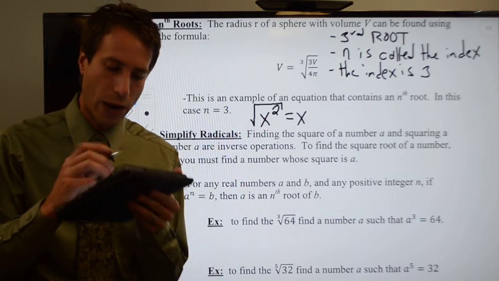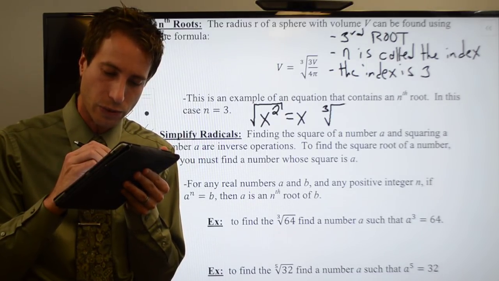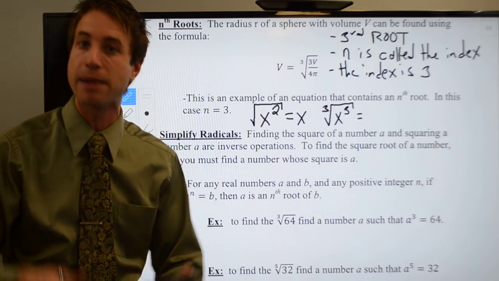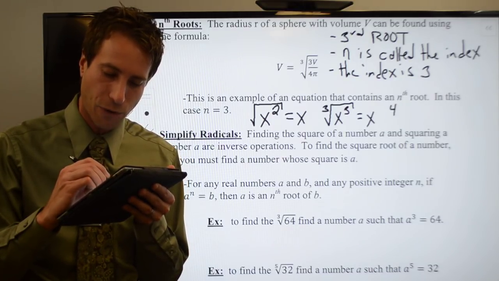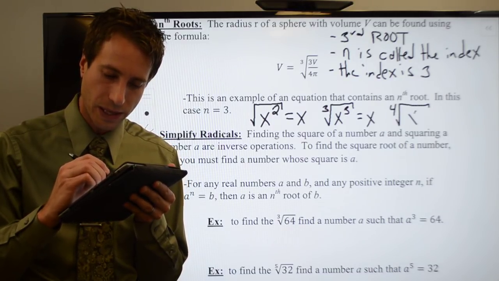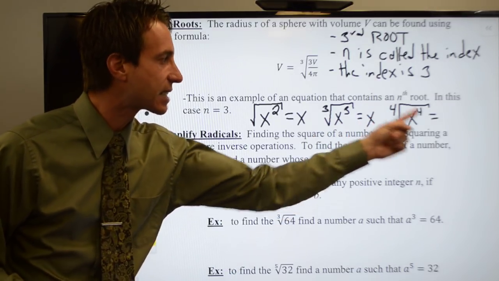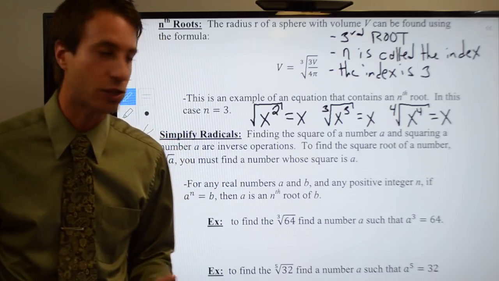It's not just for square roots. What if I were taking, like we had above, a cubed root of an x cubed? Well, again, as long as the index and the power are the same, they'll cancel each other out. Same thing if I take a fourth root of something to the fourth power. Again, as long as the index and the power are the same, they will cancel each other out.